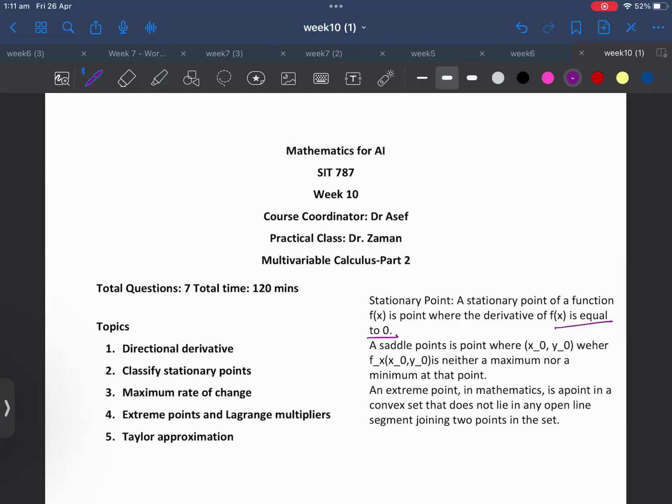A saddle point is a point (x0, y0) where f of x0, y0 is neither a maximum nor a minimum at that point. Since we discussed the extreme points, what are extreme points? In mathematics, an extreme point is a point in a convex set that does not lie in any open line segment joining 2 points in the set.